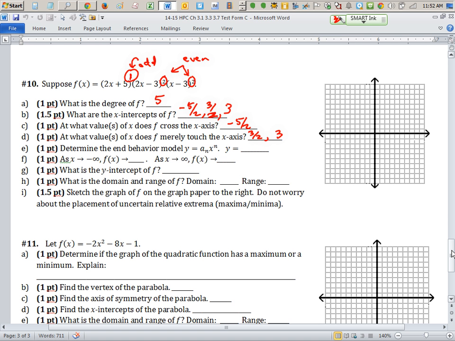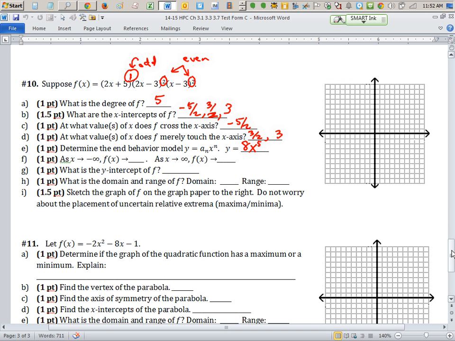Determine the end behavior model. For that, you can just forget the plus 5, forget the minus 3, forget the minus 3. Just look only at the x's in this problem, and you can see that it's 8x to the 5th. So a nice end behavior model would be 8x to the 5th. It's also the first term you get if you bother to FOIL the whole thing out. If you really multiplied it all out, it starts with 8x to the 5th plus yada yada.